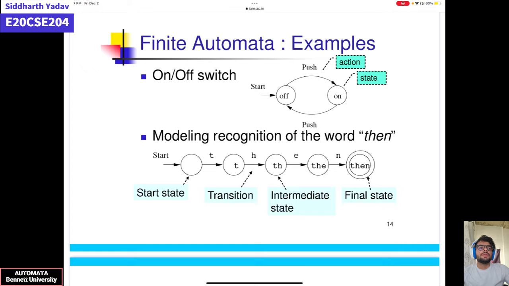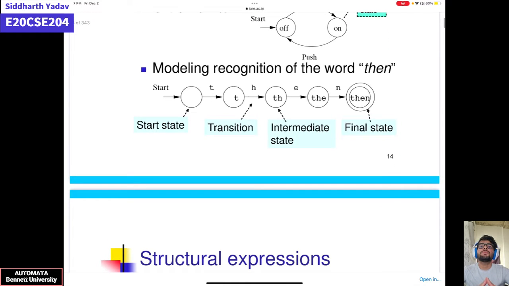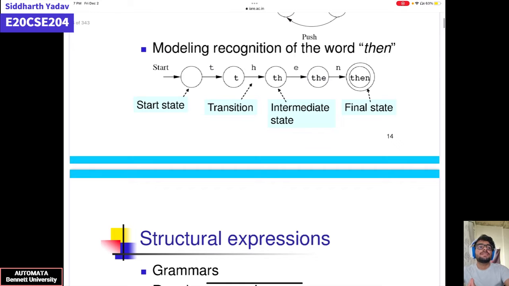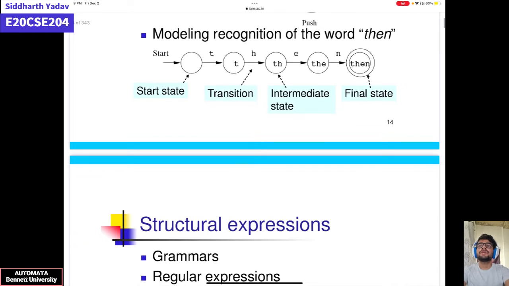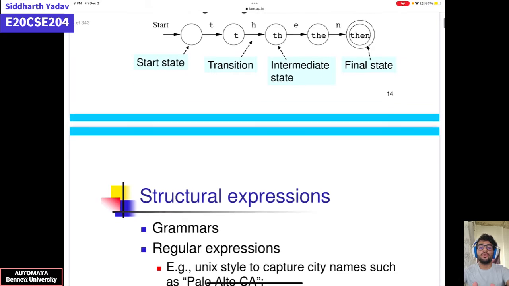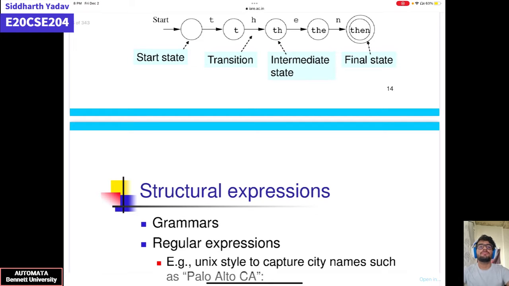Examples: an on/off switch. If it is on, you push and it goes off. If it is off, you push and it goes on. On and off are states, and pushing is the action. Modeling recognition of the word "then": a start state, transitions on letters T, H, E, N, intermediate states, and the final state, denoted by a double circle.